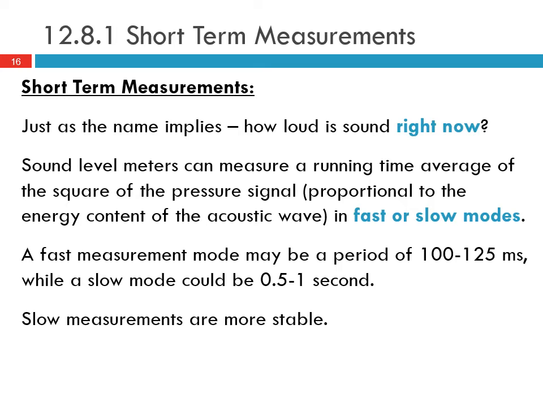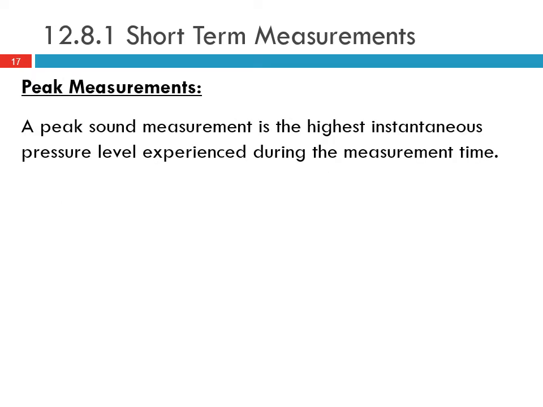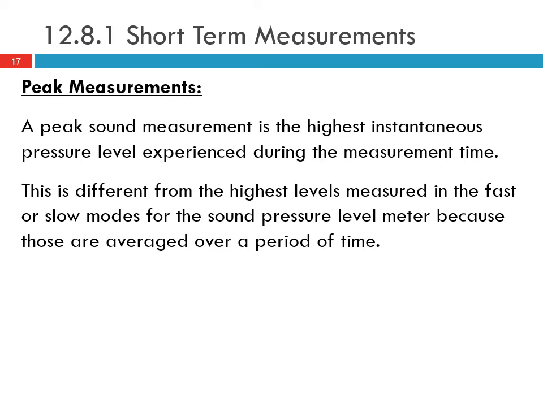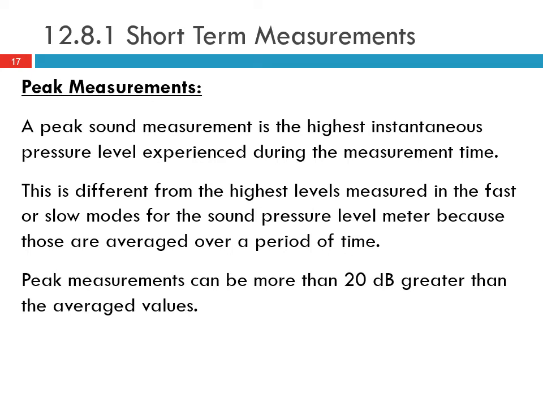Slow measurements are more stable, and fast measurements are more sensitive to rapidly changing noise levels. We can also use peak measurements. The peak sound measurement is the highest instantaneous pressure level experienced during the measurement time. This is different from the highest levels measured in the fast or slow modes for the sound pressure level meter, because those are averaged over a period of time. This would be just the actual peak measurement. And peak measurements can be more than 20 dB greater than these averaged values.